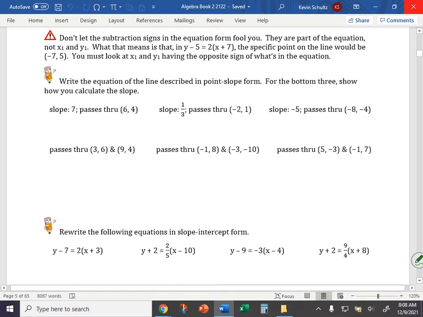It says, write the equation of the line described in point-slope form.